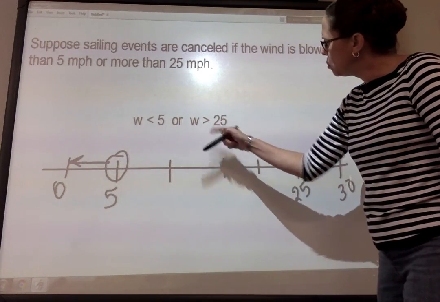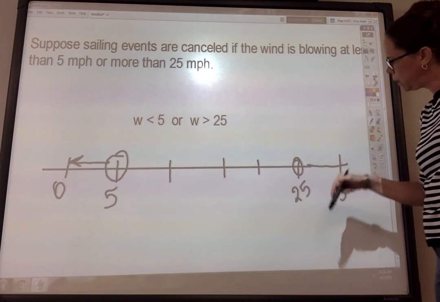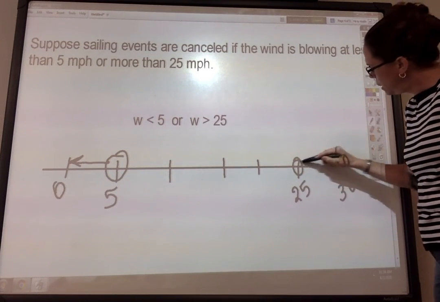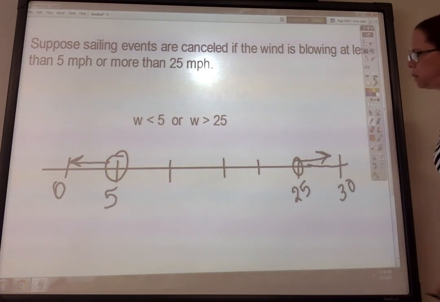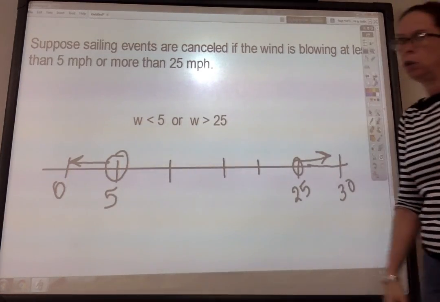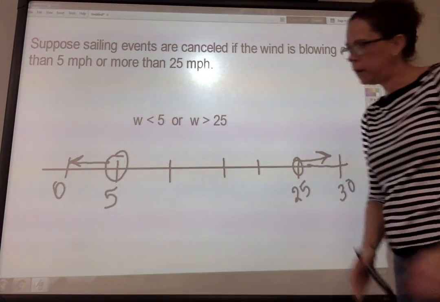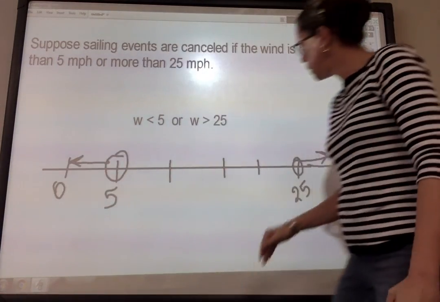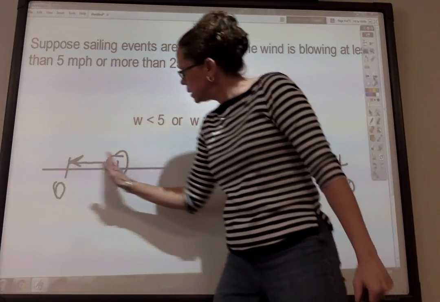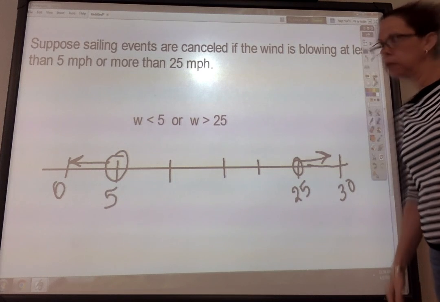Or if W is greater than 25. Here's 25, open circle. And then the values this way are greater than 25. Okay? So this would be the union of these two sets. Okay? The union of these two sets. I can cancel if the wind is less than 5 or greater than 25. Okay?